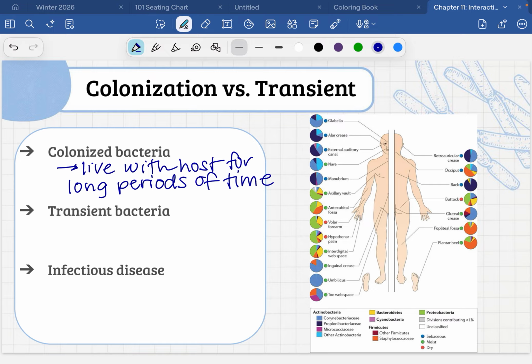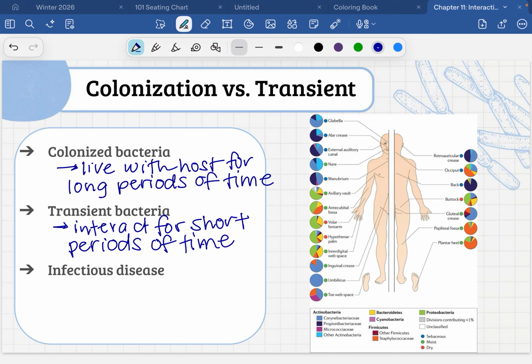The other term is exactly the opposite. Transient bacteria are those that interact for short periods of time. Now, it's important to remember that transient doesn't necessarily mean disease-causing. You come in contact with bacteria, right? Touching this desk, I am coming transiently in contact with millions of bacteria and viruses.